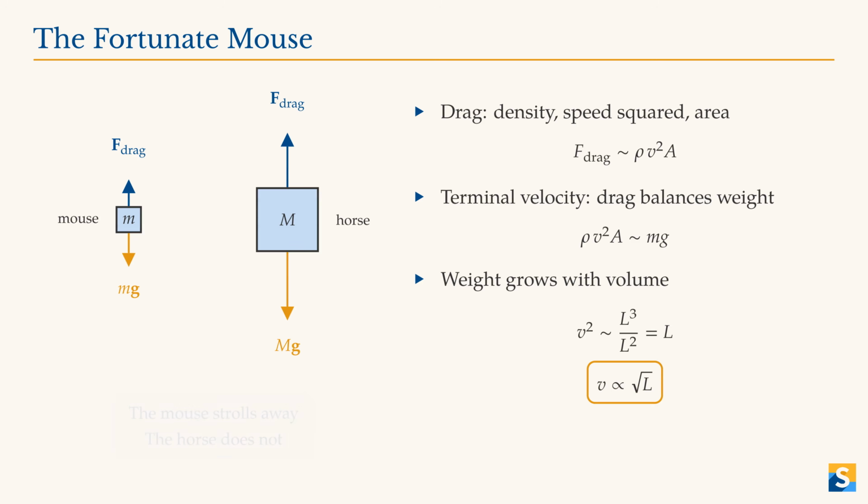A mouse falls slowly enough to walk away. A horse does not. Haldane said it best: you can drop a mouse down a mine shaft, and on arriving at the bottom, it gets a slight shock and strolls away.